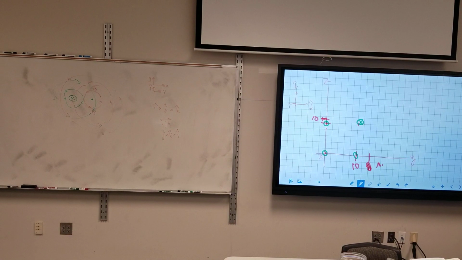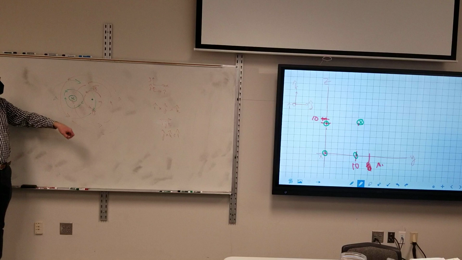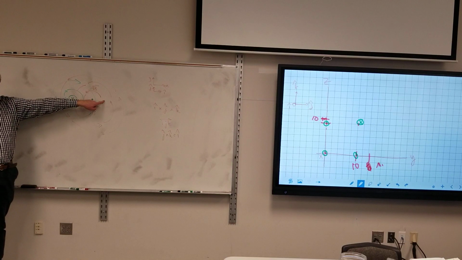Is it going to be directly in between the two of them? Why? Because that's the only place where they're going in the exact same direction. Yep. So here, the magnetic field is in that direction. What about over here? What's happening over on this side?